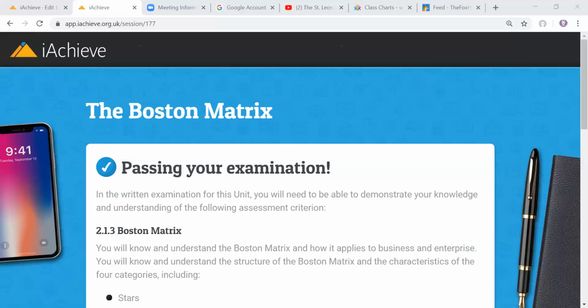Then last, the question is, what is low market share? Give a definition. And this ties into what we're going to be looking at in a moment as we look at the Boston Matrix. So what is low market share? Give a definition of low market share in your answer. So think about what low market share is.